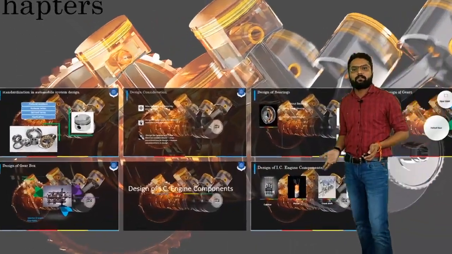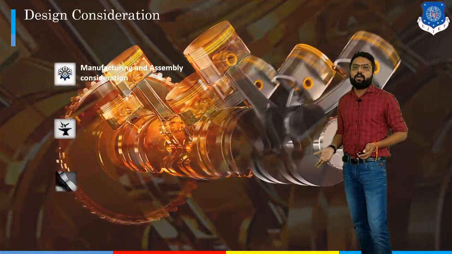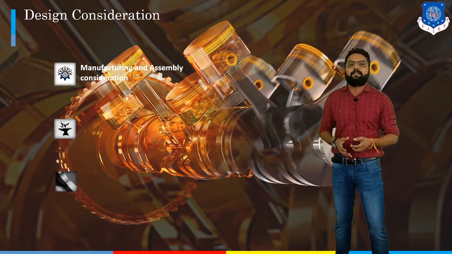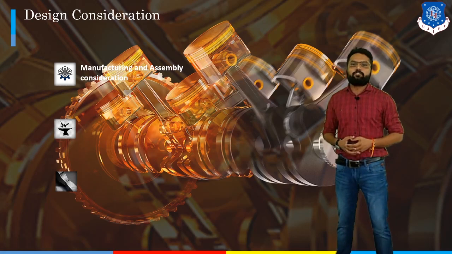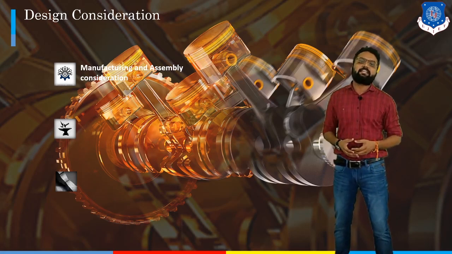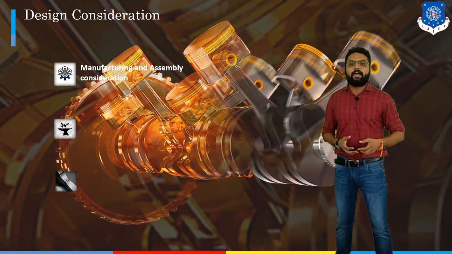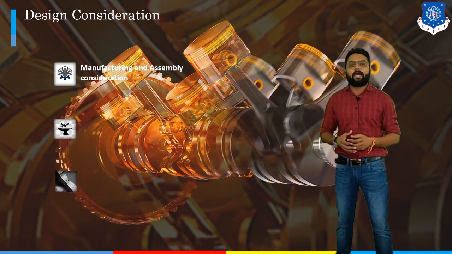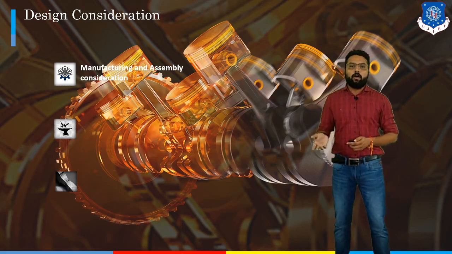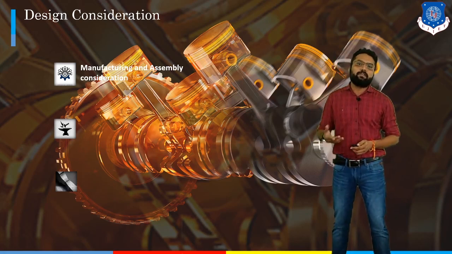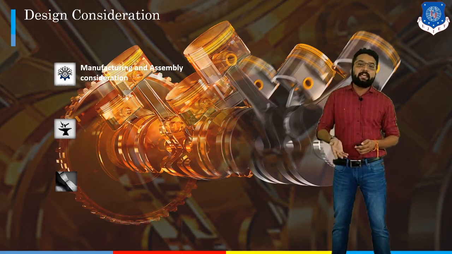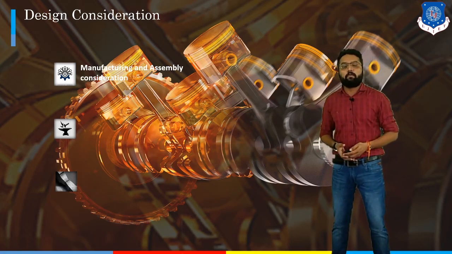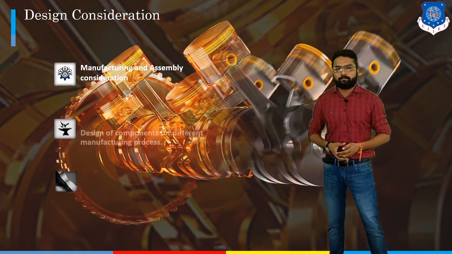Second chapter is about manufacturing and assembly consideration. So how will this manufacturing and assembly consideration work? After designing each and every component in isolation, we have to connect them together by considering different assemblies and different manufacturing processes, or we can say we have to select those different manufacturing processes depending on their application and their behavior while working as an assembly as a whole.